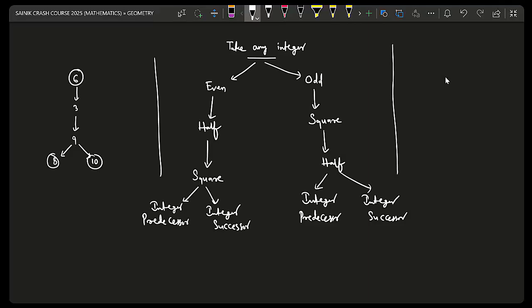Now I'm going to take an odd number example. Let me take 7. 7 is an odd number, so square it first. Don't half, square it first. 7 square is 49. Then you have to half: 49 half is 24.5. Take an integer just less than that, it is 24. Take an integer just more than that, it is 25. So Shriyash, just now he told you an example, 7, 24, 25. Yes, this is also a Pythagorean triplet.